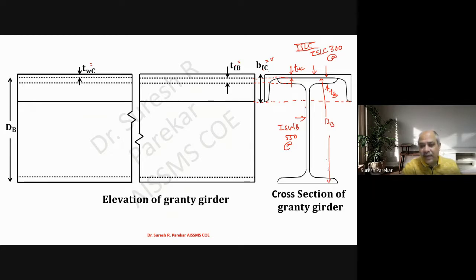So this is elevation of gantry girder. This is cross section of gantry girder. Then thickness of flange of beam. So this is bottom thickness. This should be matched again. So this is thickness of flange of beam. So this is about your first part.